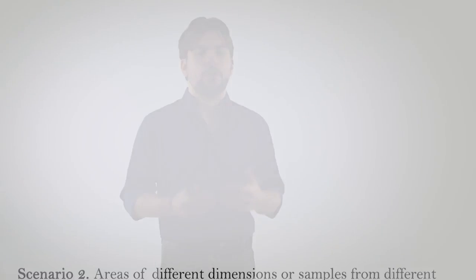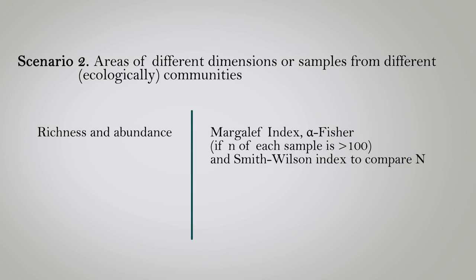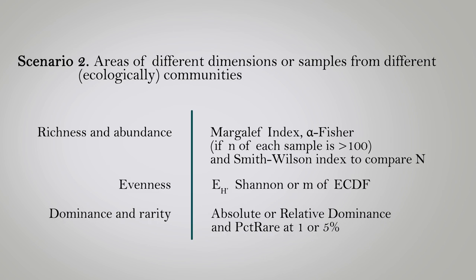For the second scenario, areas of different dimension or samples from different ecological communities, to estimate differences in richness and abundance we can use the Margalef index, or the alpha index if N of each sample is greater than 100, or the Smith-Wilson index to compare abundances. If we want to understand the differences in evenness, we can use Shannon evenness or the M of the ACDF, so the slope. And to understand the differences in dominance or rarity, we can use absolute or relative dominance and the percentage of rare species at 1 or 5%.